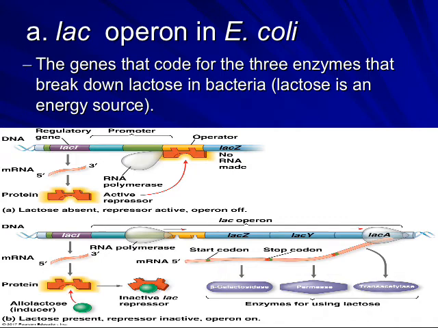So we're going to talk about the lac operon in E. coli. Okay, and these genes code for 3 enzymes that break down lactose. And if you remember, lactose is milk sugar, and lactose can be broken down into glucose and galactose. And this picture is found on page 366 of your books. So again, this is an example of an inducible operon.